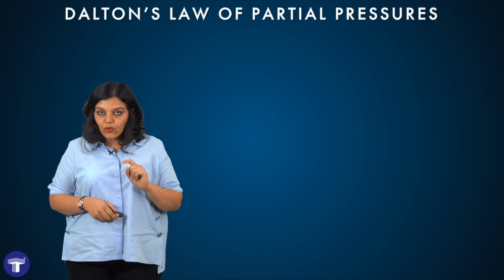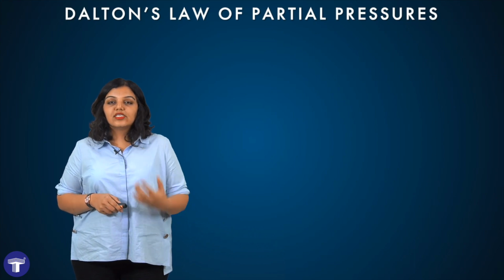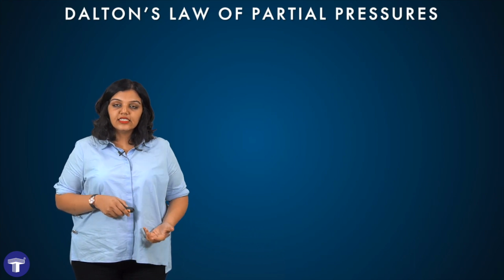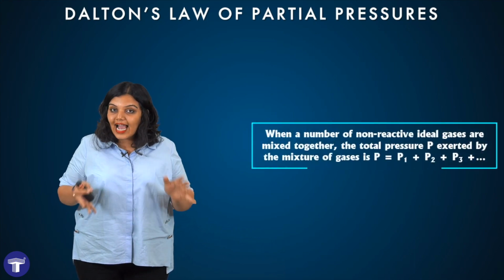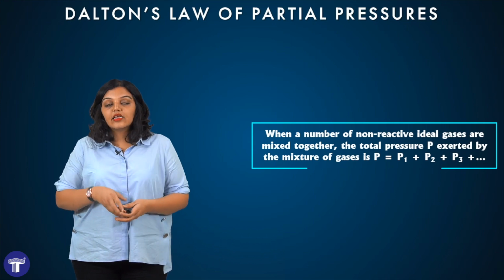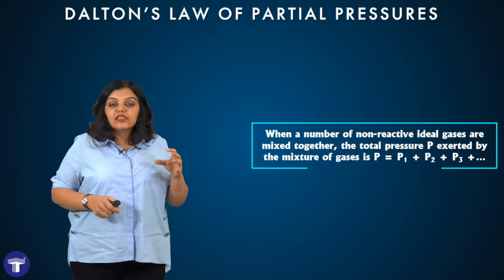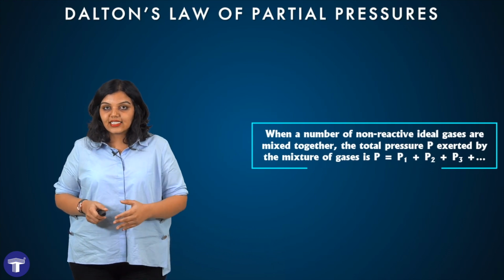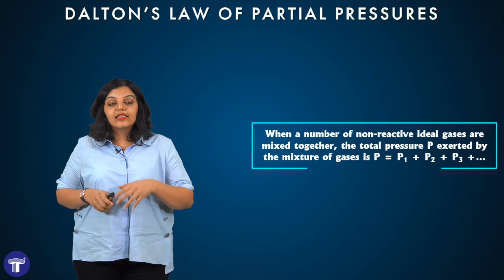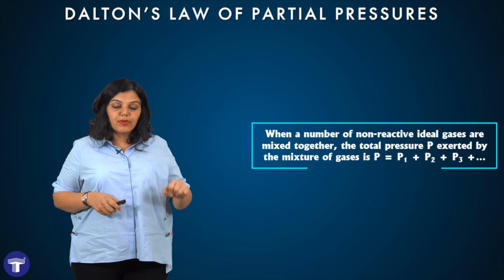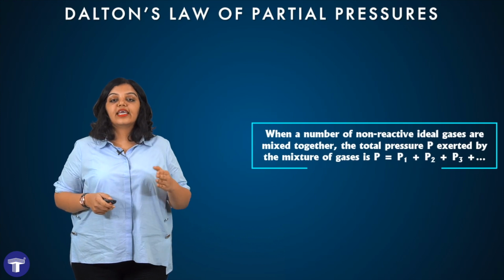We'll also revise one more thing with respect to pressure, that is Dalton's law of partial pressures. Dalton's law of partial pressures is pretty easy to understand. It's basically saying that if you have a mixture of non-reactive ideal gases, then the total pressure exerted by all the gases is nothing but the sum of the individual pressures exerted by each gas. So if I say that the total pressure exerted by this mixture is capital P and the pressure exerted by each of the gases is P1, P2, P3, then the total pressure is the sum of P1, P2, P3, etc.